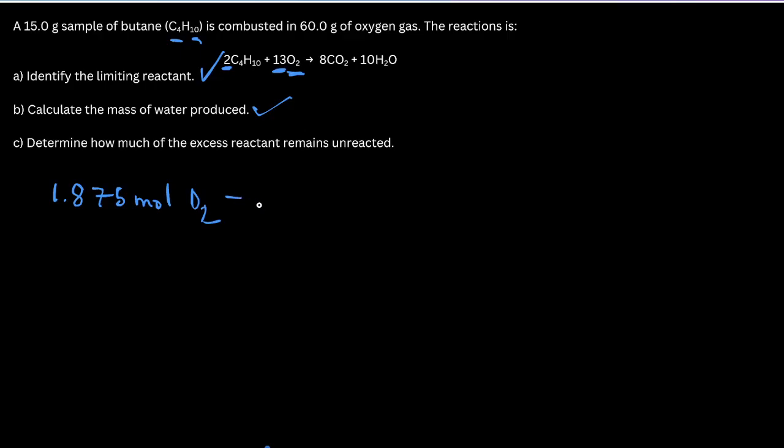And we calculated that in order to fully react this 15 grams of butane, we only will be using 1.677 moles of oxygen. And so, doing this little quick arithmetic, we see that 0.198 moles of oxygen will be remaining unreacted. And so this is that excess reactant that remains unreacted.